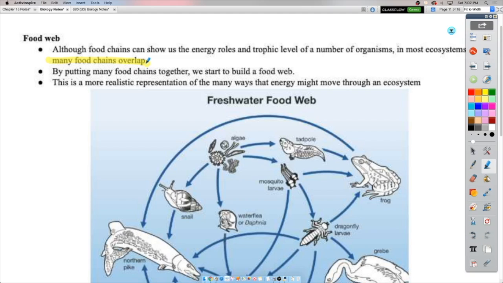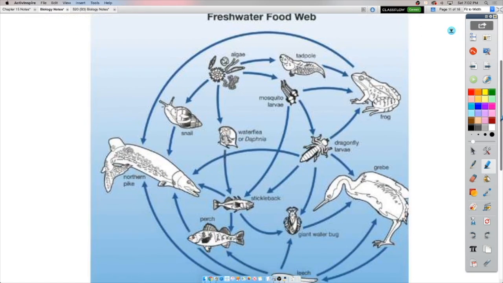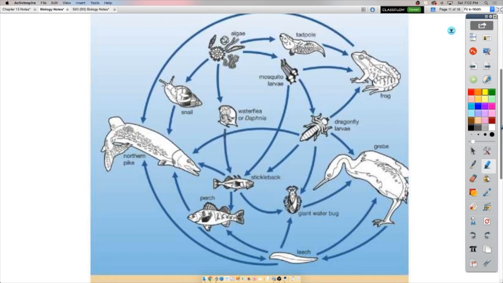Okay. So when we start to put many possible pathways of energy together, we build a food web by putting many food chains together. This is a much more realistic representation of the many ways that energy might flow through an ecosystem, right? Because of course, there's many ways this could happen, right?